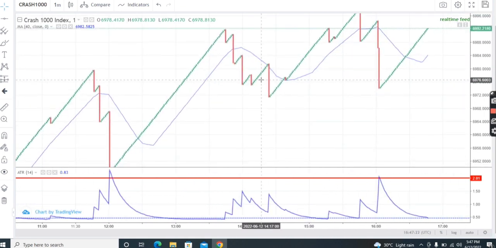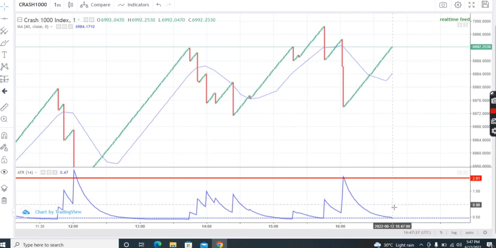Okay, this is Crash 1000 index, and this strategy that I'm showing you right now is very powerful. I backtested it a lot of times, and guys, it's working. So I decided to share it with you so you can start using it as well.